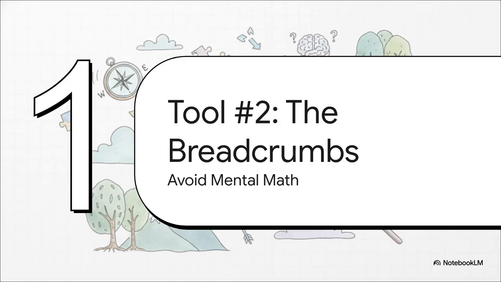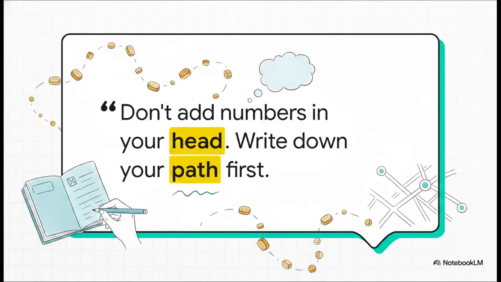Okay, so our units are standardized. That was hurdle number 1. Now let's talk about the next big mistake people make and how to avoid it with our second tool. I like to call this one the breadcrumbs. And it's all about avoiding that simple but super costly trap of doing math in your head. You know, it's so tempting to just trace the route with your finger and add up the numbers as you go. But that's exactly where tiny mistakes creep in.